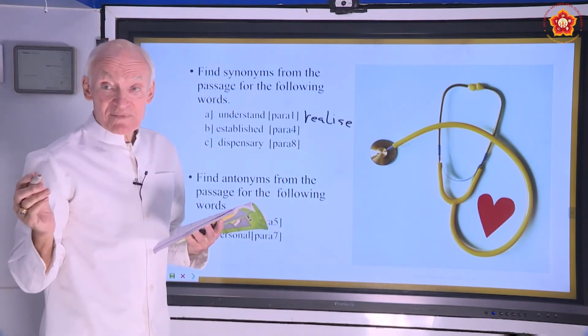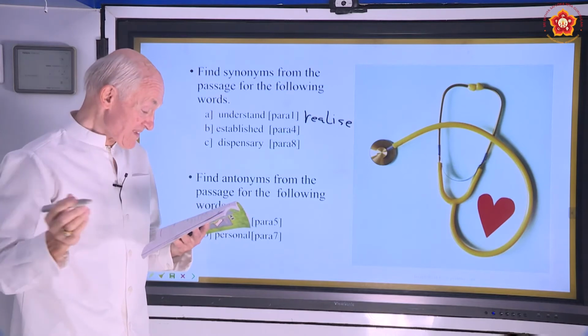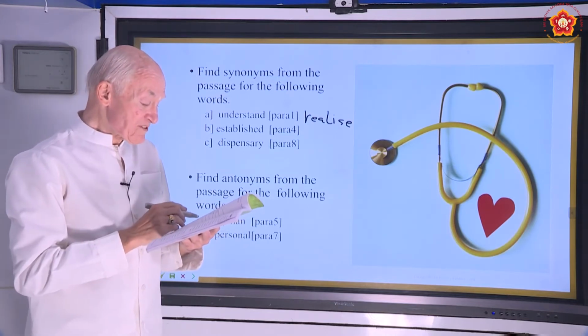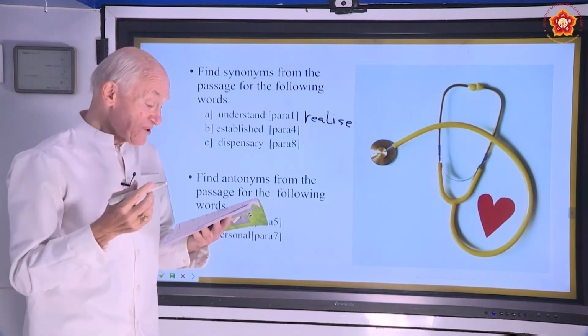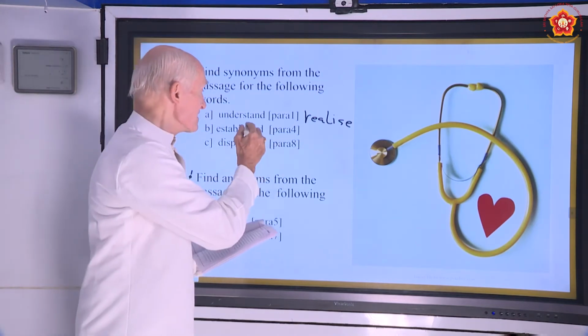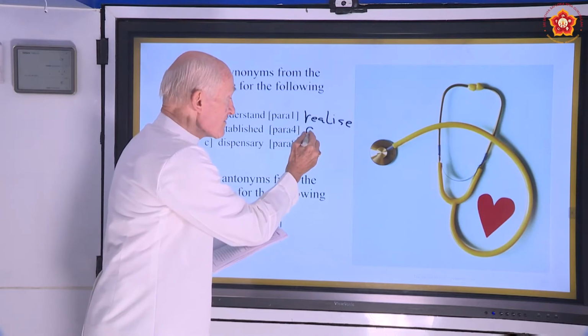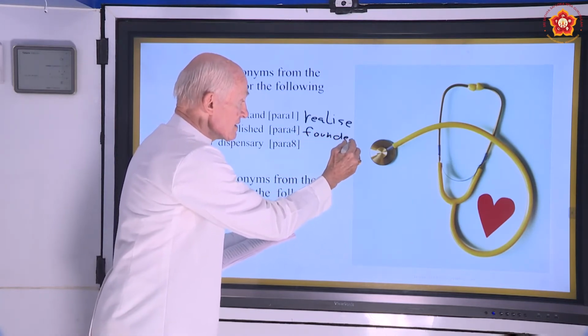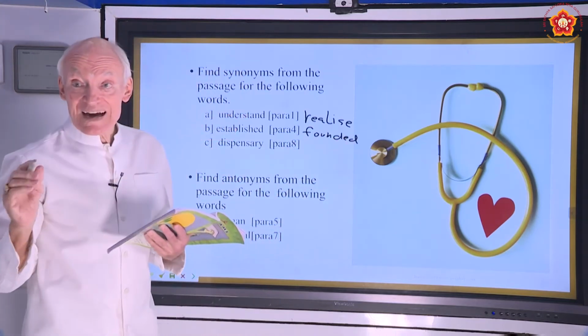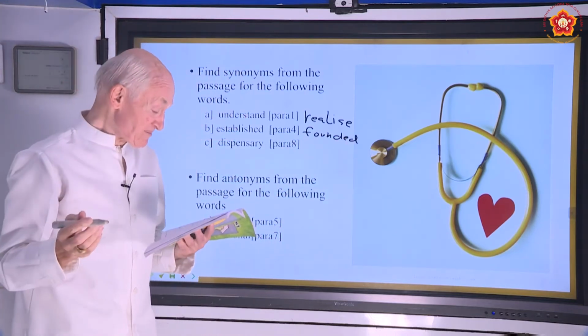They understood something, they realized something. Okay, what's the synonym for established? They established a hospital. What does established mean? It also means, from paragraph number 4, they founded. They founded a hospital to take care of sick people.